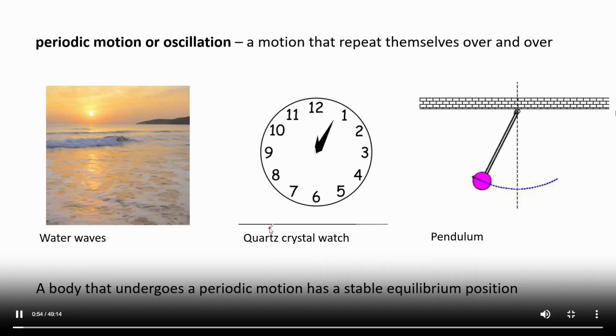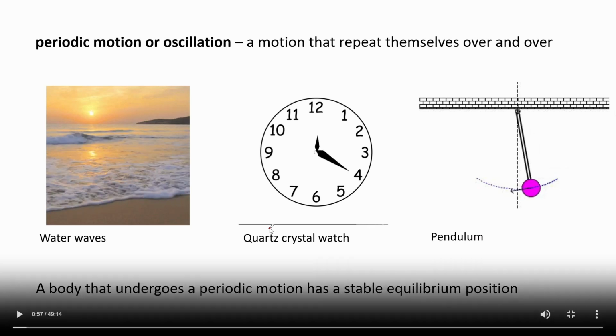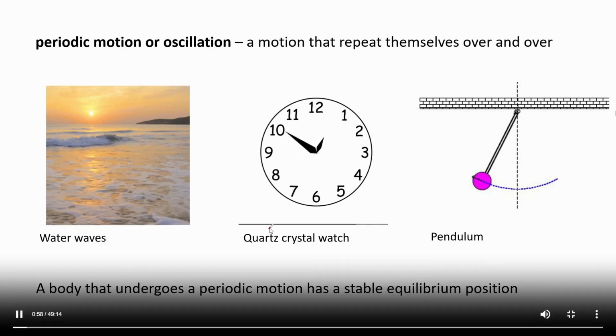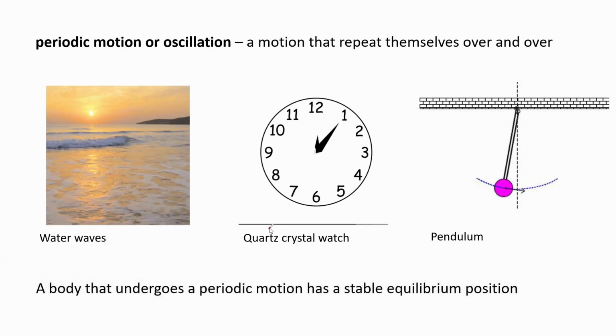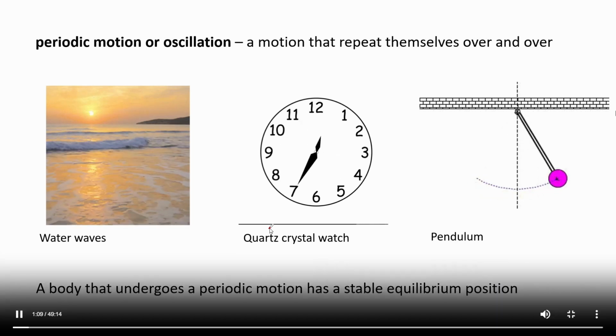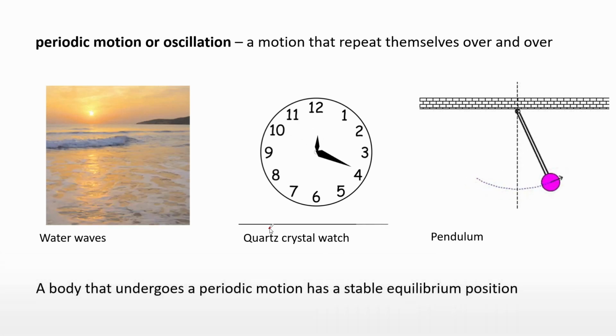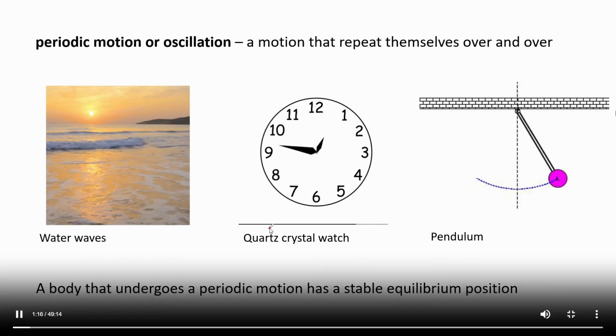Wave motion, it just keeps going back and forth. And you also have the clock, it's just rotating. And you have the pendulum, which is going back and forth from one side to the other side. So a body that undergoes a periodic motion has a stable equilibrium position.